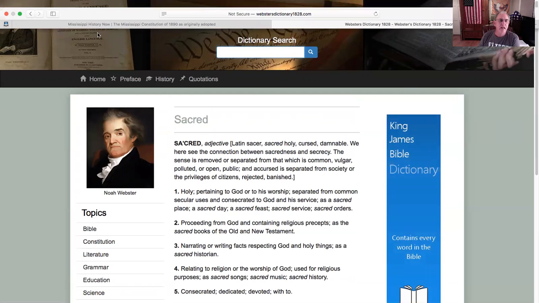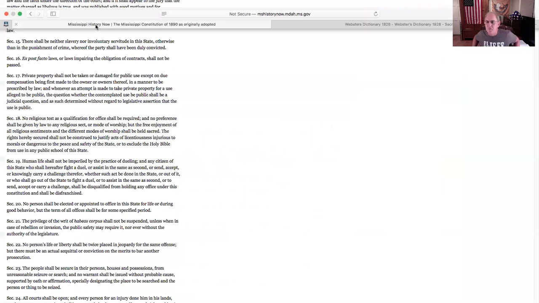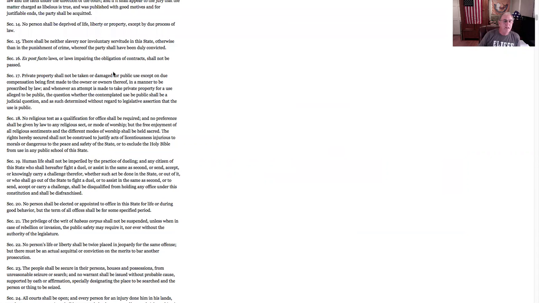But all of these things, these religious sentiments and this freedom of worship in any way you like, whether it's a Christian or non-Christian religion. But it's also very important to know that it is talking about religion is to be held sacred, not irreligion. Think about that. It goes on, it continues. But all religious sentiments and the different modes of worship shall be held sacred.